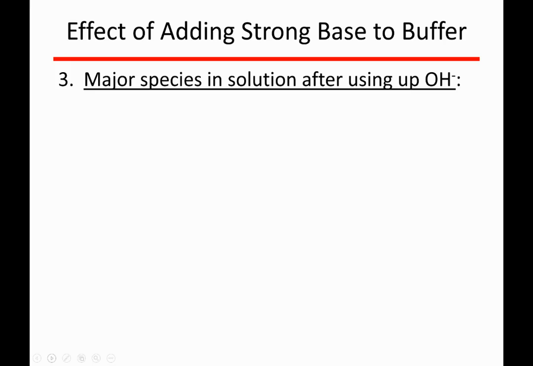Now, every single time that you complete one of these before, during, and after tables, you have to reevaluate the list of major species that are present in your solution. Because when you do stoichiometry, you completely use up your limiting reactant, meaning that it is gone. It is no longer part of the list of major species. The list of major species will always change after you do a before, during, and after table. So after you're finished with it, you have to reevaluate what's present in your solution.